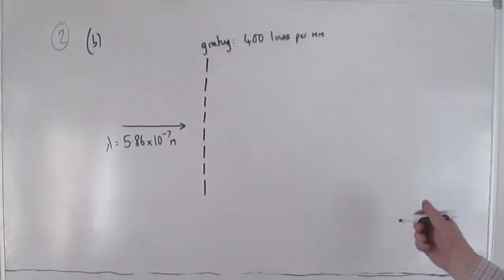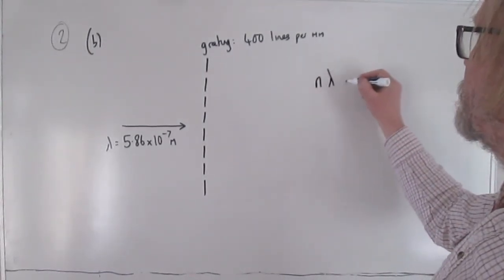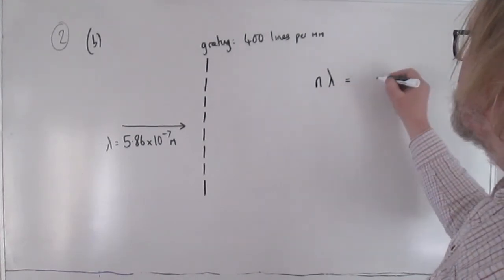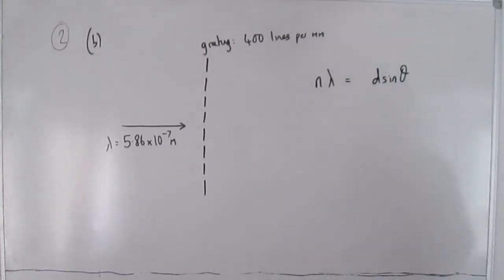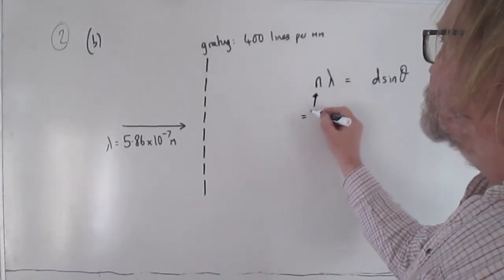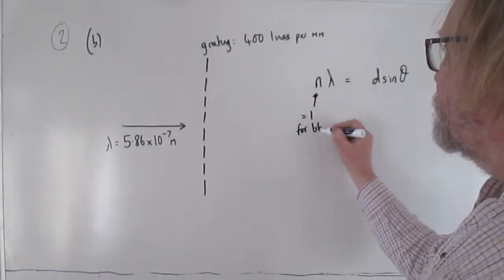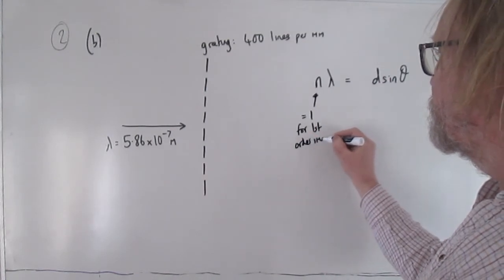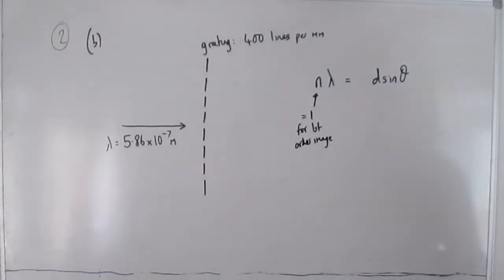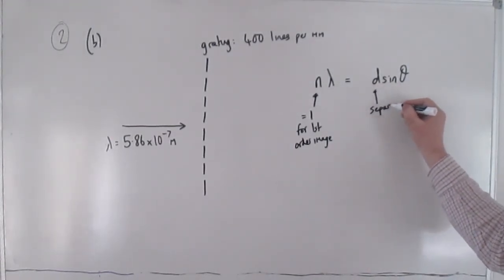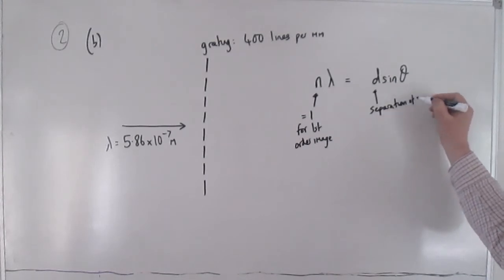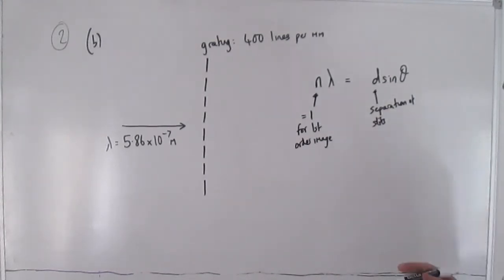So the relationship there that you use again is on your data sheet, which is that n lambda is equal to d sine theta, and theta is the angle that you want. So n is equal to 1 for the first order image, and d is the separation of the slits or grooves or whatever you want to call them in the grating.